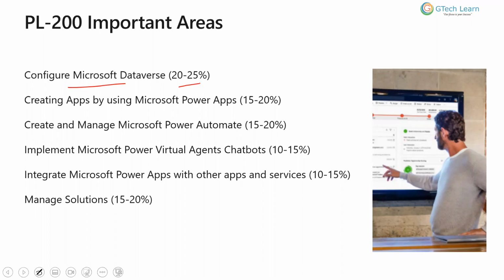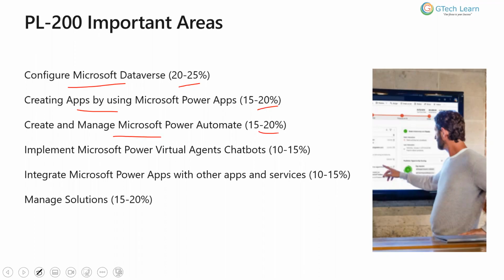Then, the second important area in this course is creating applications using the Microsoft Power Apps portal. From that area, we can expect approximately 20% of the questions. Then we have another area about creating and managing Power Automate flows. How can we create flows using the Power Automate portal? How can we manage them, share them with internal persons, and execute them? From that area, we can expect up to 20% of the questions in the exam.